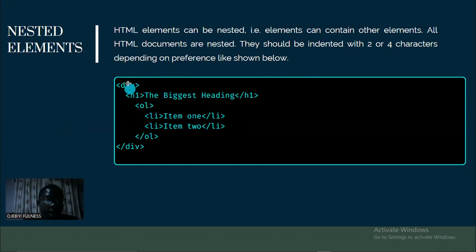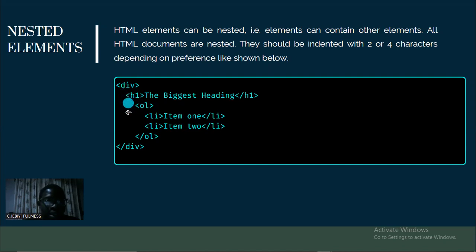So here we have our div, which is the parent element. I have the children. H1 is a child. OL is a child. And LI is a child of OL. These are list items, item one and item two. They are both children, and they are nested in OL. And OL and H1 are nested in div.